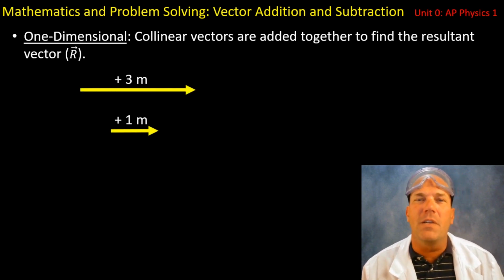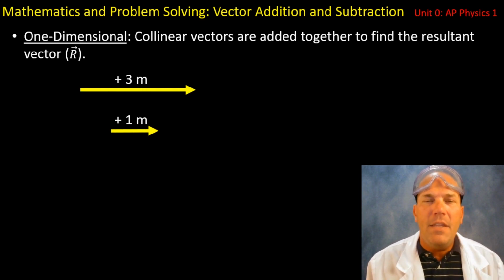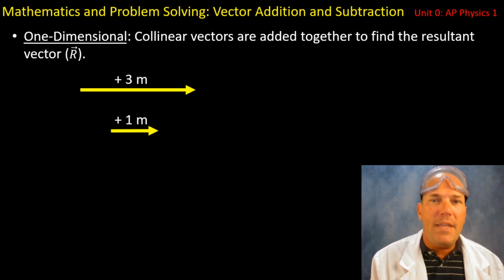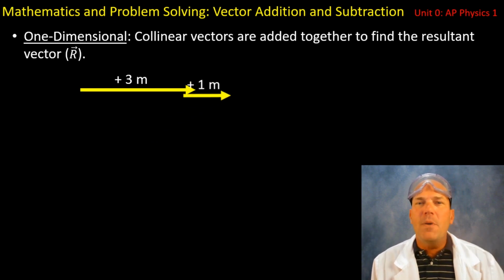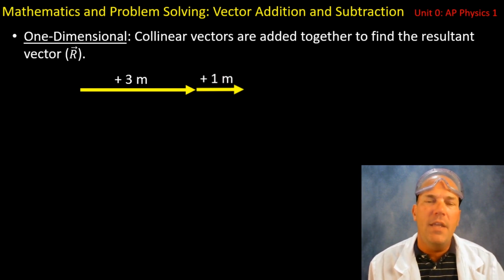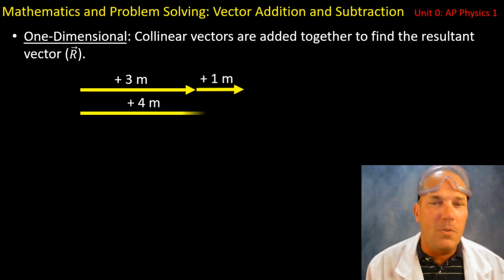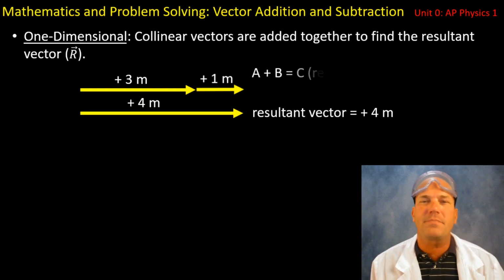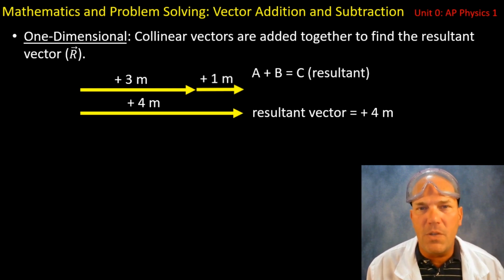Let's look at these two vectors here. We have a positive 3 meter vector and a positive 1 meter vector. Again, these include both direction, denoted with the positive signage, and magnitude, proportional to the length of the arrows. If I move the 1 meter vector in such a way that its tail aligns to the head of the first vector, it becomes readily apparent that the resultant vector, or the sum of these two vectors, is equal to a positive 4 meters. This can be expressed as A plus B equals C, where C is the resultant vector.